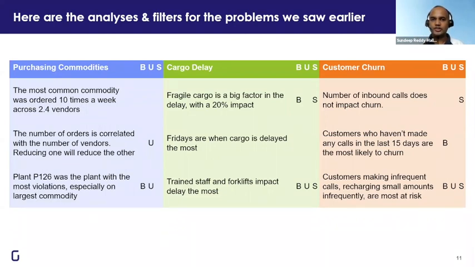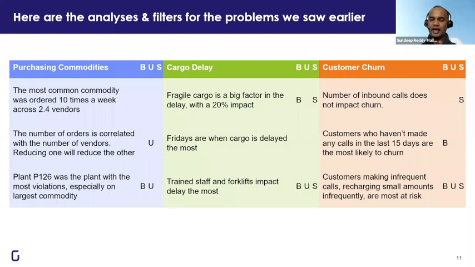Similarly, for the cargo delay, what you found was that out of the different types of cargo, the fragile cargo was the one causing 20% of the delays, which is big and surprising. At the same time, Fridays are the days when cargoes are delayed the most. If I have 7-day operations, and Fridays alone have the largest delay, it doesn't change anything. So what?